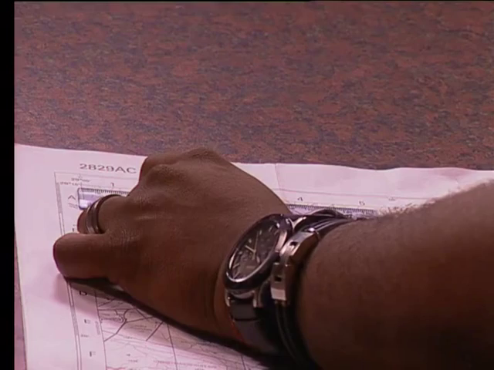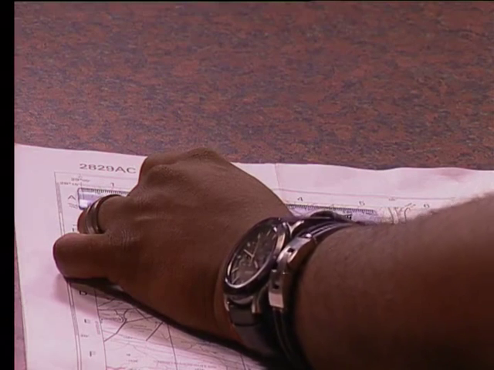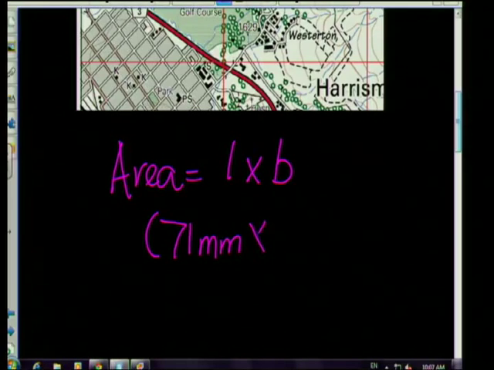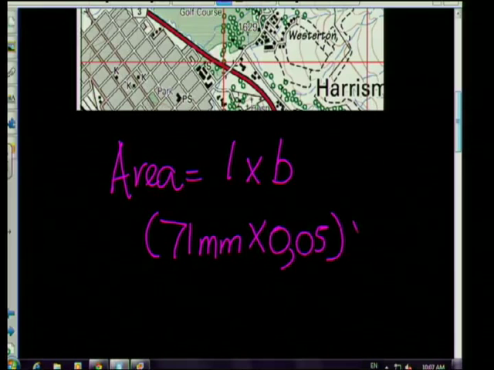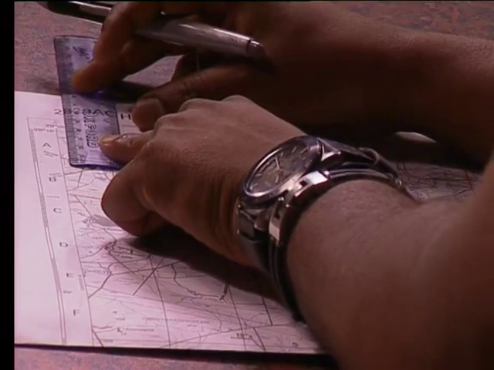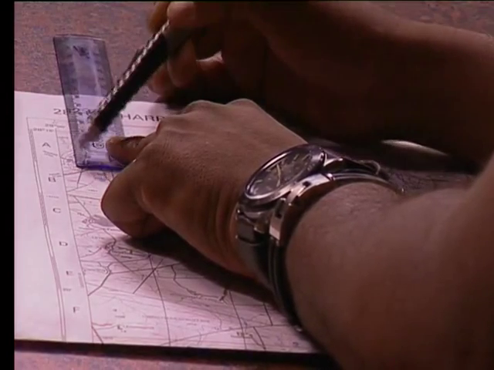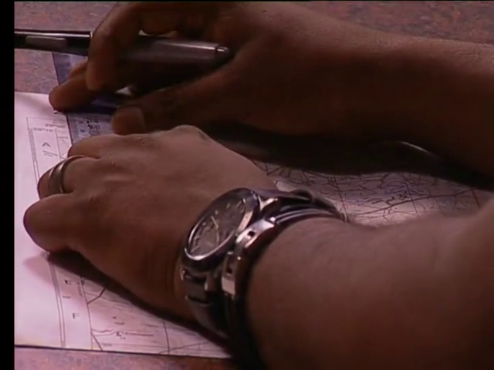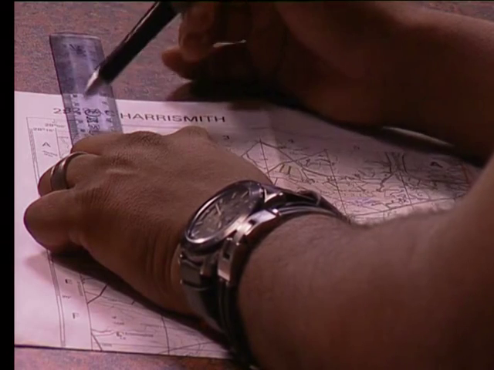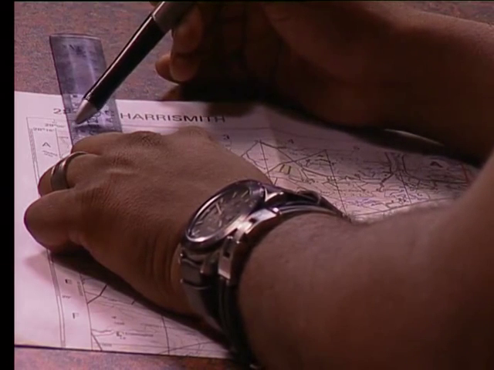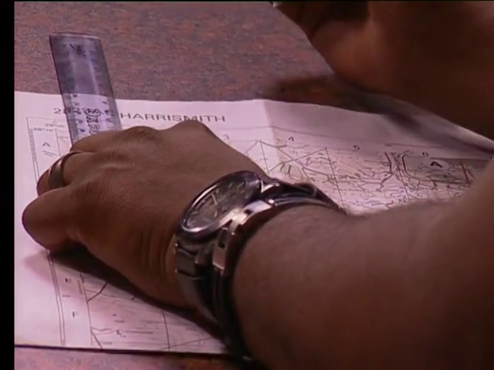71 millimeters. And note that we are calculating in millimeters, so we need to convert that to kilometers. 0.05. Let's work out the breadth times. And my breadth is, I would now place my ruler this way and measure the distance between two lines of latitude. In this example, the line of latitude is from 0 to that point. It's less than the 40. So in this example, I'm going to take it as 40 millimeters.